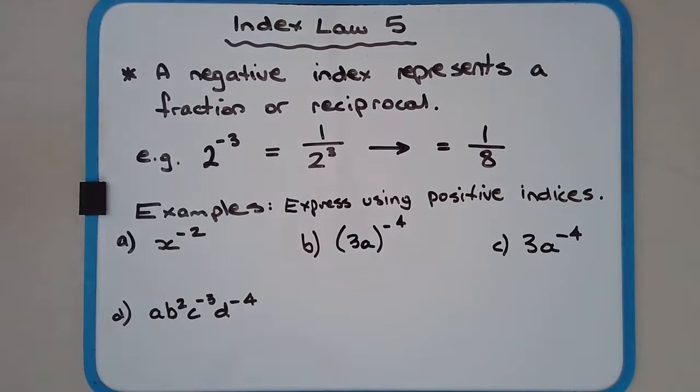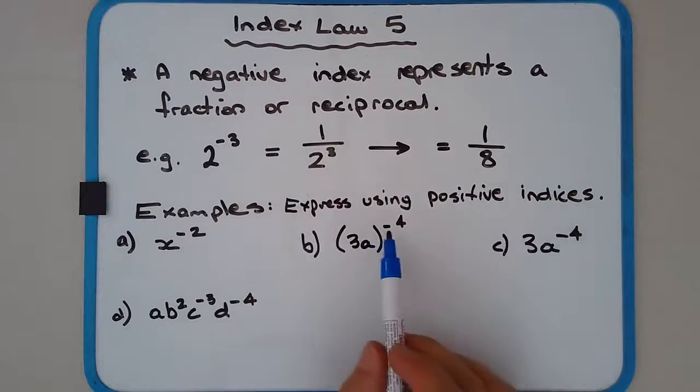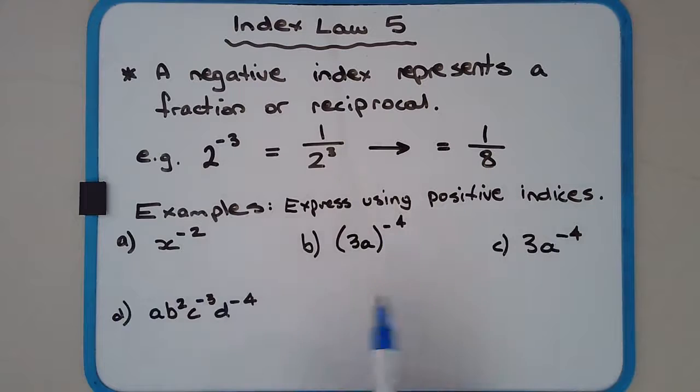Now, we've just got to be careful with that. There's one example we'll look at where you've just got to be mindful as to what is in the denominator and what is in the numerator though. So let's have a look at some examples. We're going to express using positive indices. There's actually 5 examples. E's on the other side of the board.